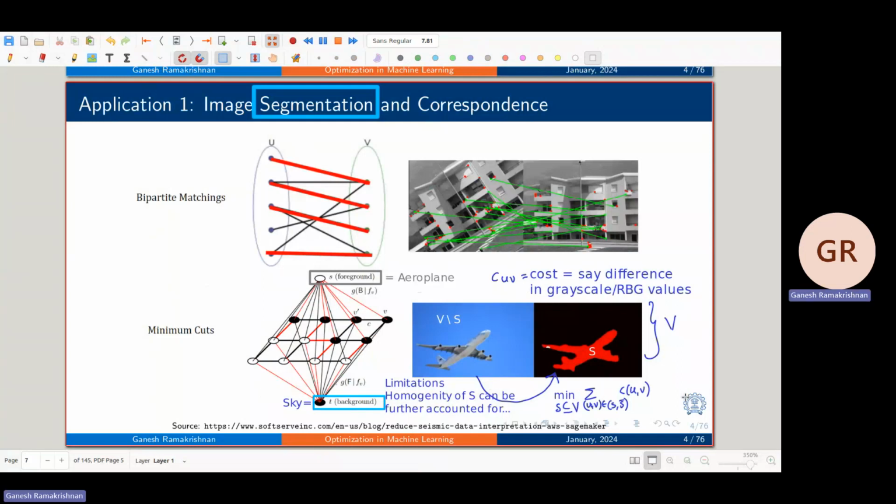How would you handle a narrow region like the stem? How do you ensure that the stem doesn't go into the background? For the aeroplane case, it looks easier, right?